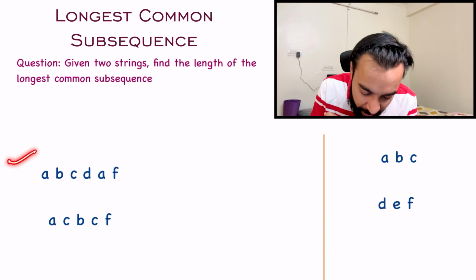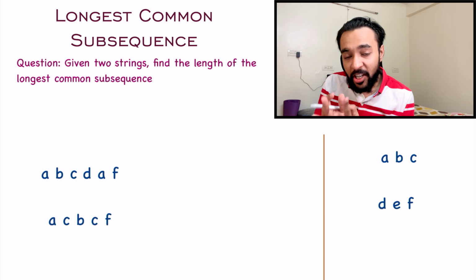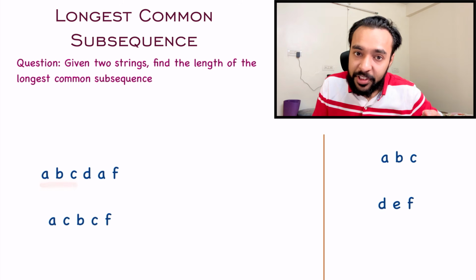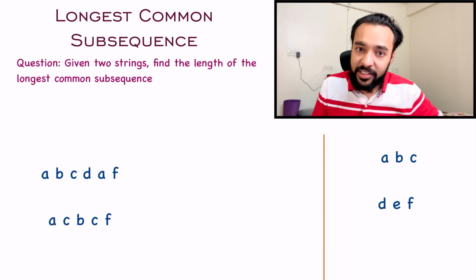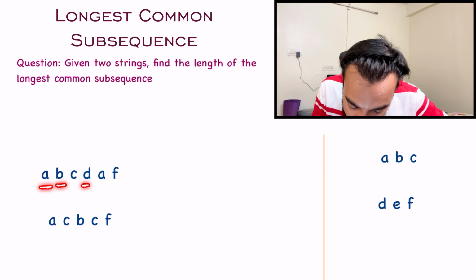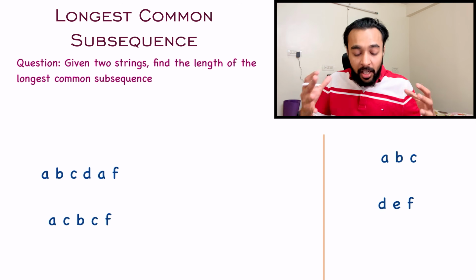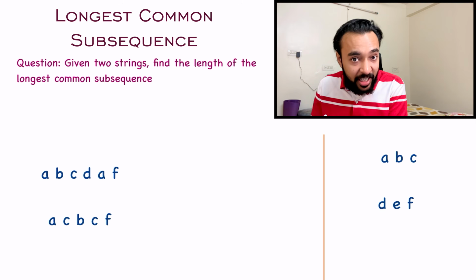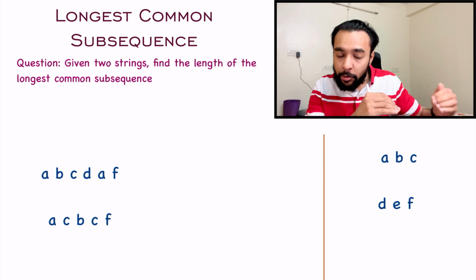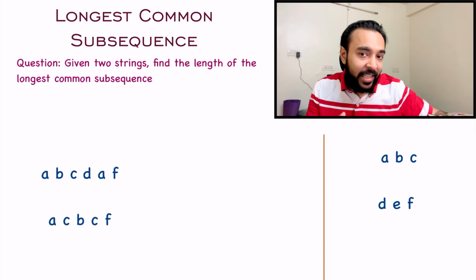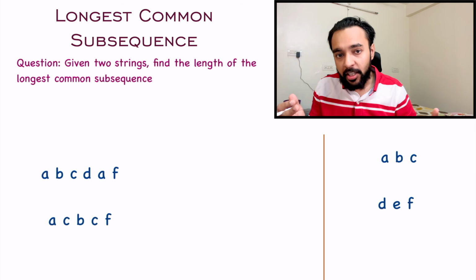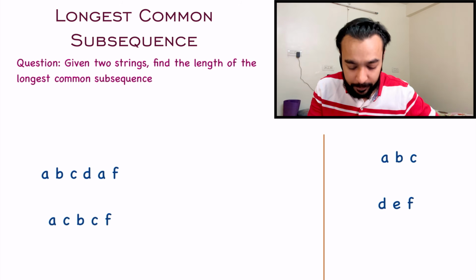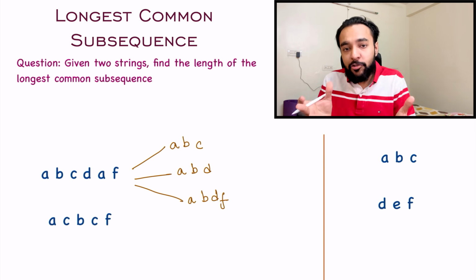So let us say you are given this example string. Now, this string can have a lot of subsequences possible. For example, A, B, C is a subsequence. A, B, and D is also a subsequence. And you can also have A, B, D, F as a subsequence. So a subsequence can be any set of characters that you can form from the original string, and the only condition is that they should appear in the same order. It is not necessary that those characters have to be continuous. So this example string can have a lot of different subsequences. So this is what a subsequence actually means.